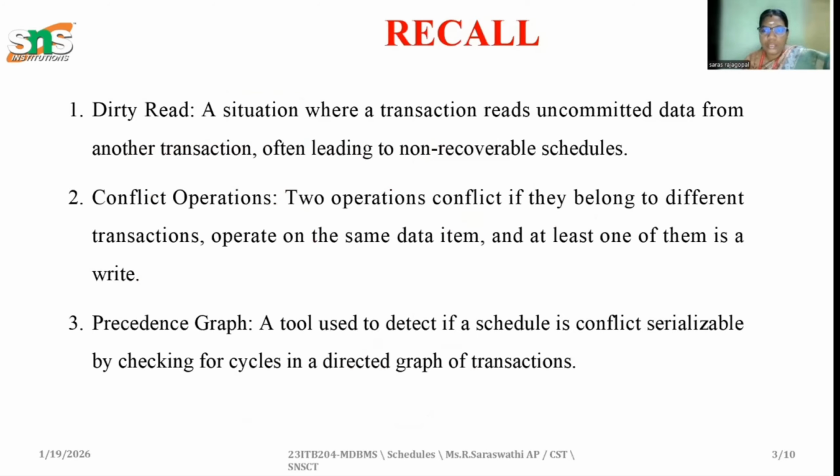Recall the dirty read: a situation where a transaction reads uncommitted data from another transaction, often leading to a non-recoverable schedule. Conflict operations are two operations that operate on the same data item. A precedence graph is a tool used to detect whether a schedule is conflict serializable. It is a directed graph of transactions.